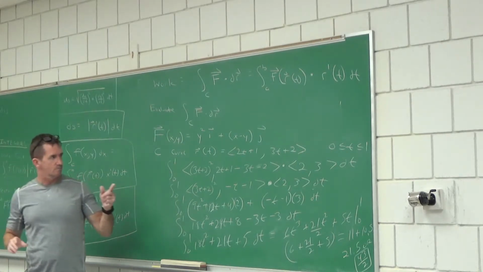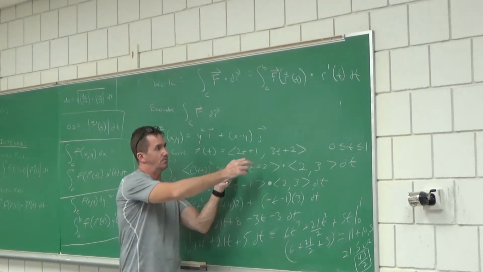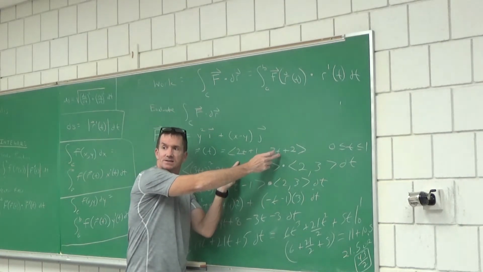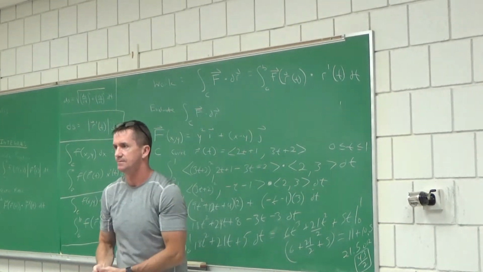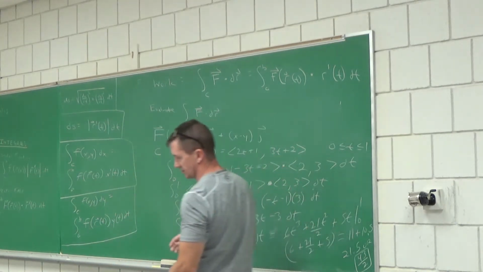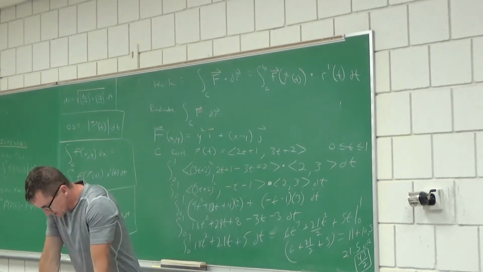I did want to point out, like I was saying before, that's a line, isn't it? I can recognize lines if it doesn't have t squareds in it. This surely could have had t cubed. Sometimes it does.